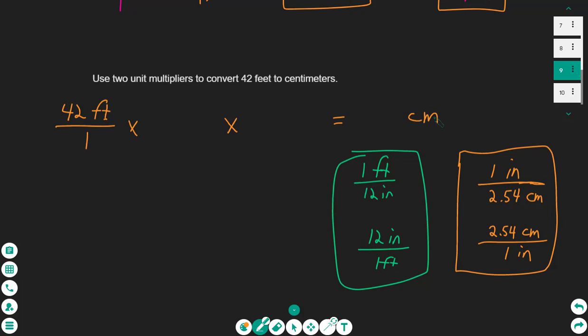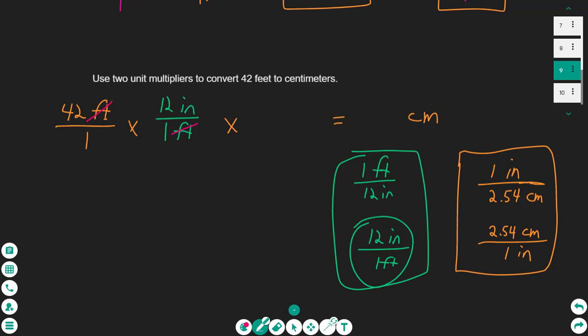All right? So if we're going from feet to inches first, we're going to use one of these green unit multipliers. Which one should we use? We want the foot in the bottom, so we're going to use 12 inches over 1 foot. Now, if you want to, you can cancel those feet out and recognize that they cross cancel. Now you see that we have inches, but we're trying to get to centimeters.